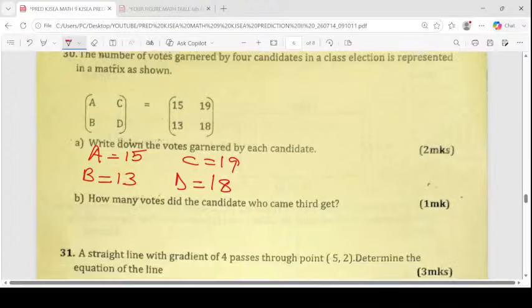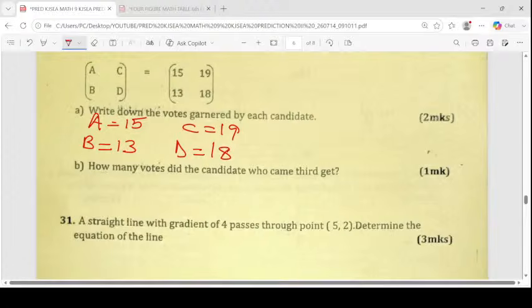Question B. How many votes did the candidate who became third get? 15, 13, 18, 19. Who was the third person? The third person is the one with 15. So this person got 15 votes.